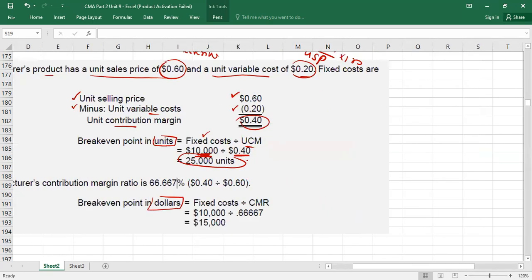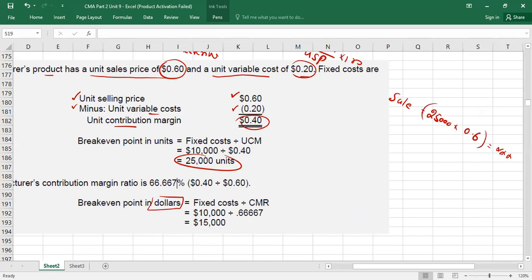If you want to prove this, you can prove it very easily. By using this data, this number of units, I can produce a small income statement, and I'll get exactly zero profit, zero loss. First I'll write sales. How will I write sales? I'll take 25,000 units times the selling price of 0.6, and I'll get the value of sales. You can do it on your calculator.